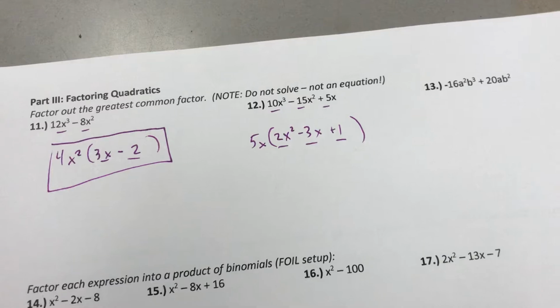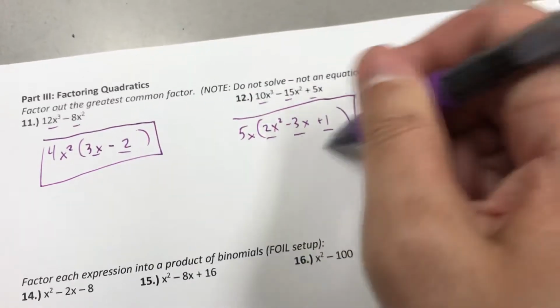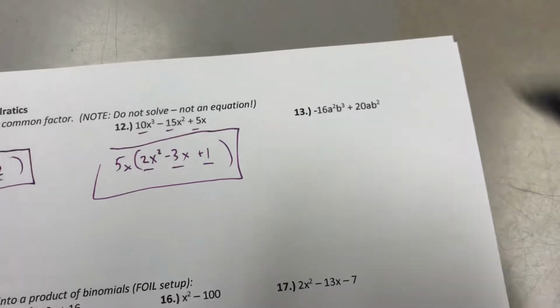Okay, don't say it cancels. We're dividing here. Nothing goes to 0 when you divide, unless it already has 0 in it.